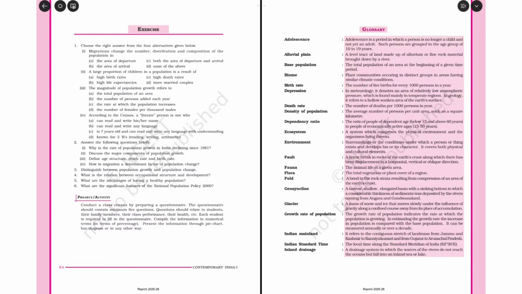Question 4. What is the relation between occupational structure and development? Now, our specific excerpt didn't focus heavily on occupational structure, but extrapolating from the text logic, development requires a shift from purely agrarian rural labor into diverse, specialized urban occupations. Yeah, as migration pulls people into cities, the occupational structure shifts toward industry and services, which drives national economic development.